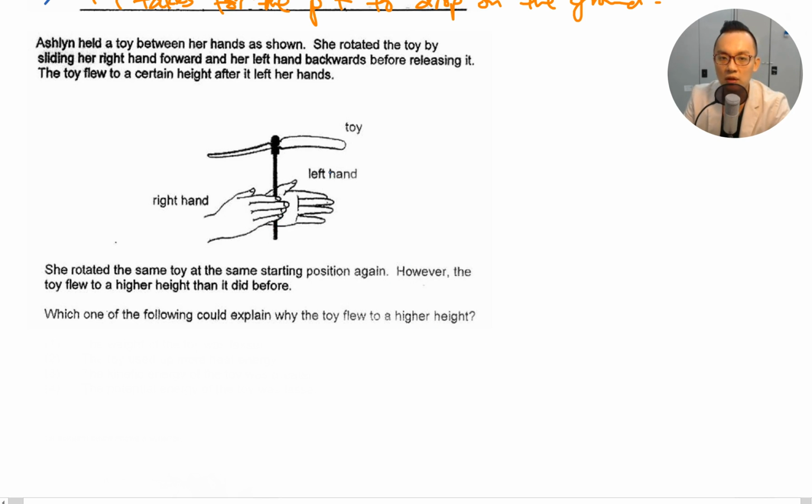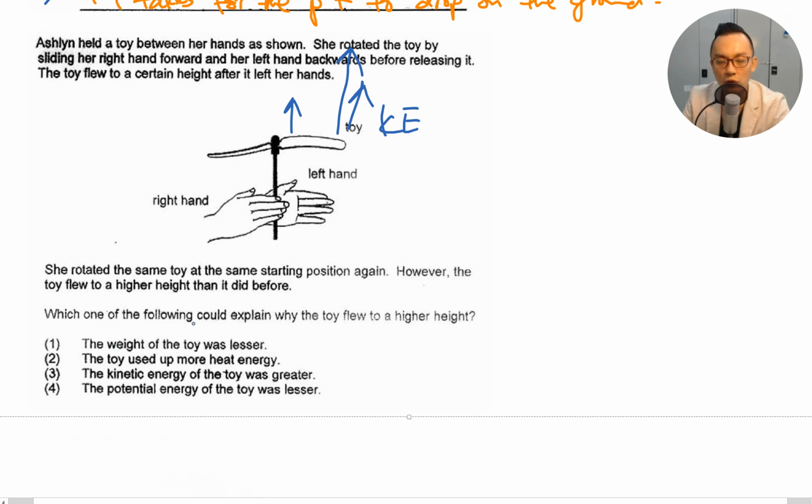Now, basically, if you do this and the toy flies to a certain height, and you do it again and the toy flies to another height, generally there is more force from your hands, more energy, more kinetic energy of your hands. That's why it transferred to the kinetic energy of the toy going upwards. Which one of the following could explain it? The weight of the toy was lesser? That's wrong because it was the same toy, so it cannot be the weight. The toy used up more heat energy? Wrong, there's no heat energy being used. The kinetic energy of the toy was greater? Correct.